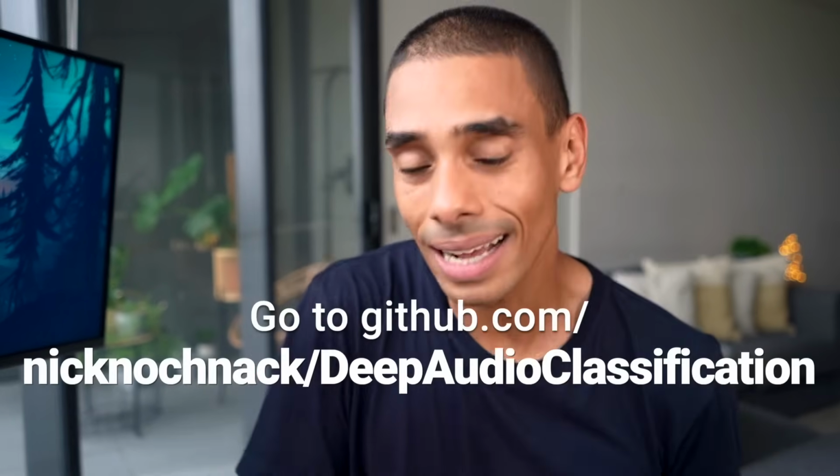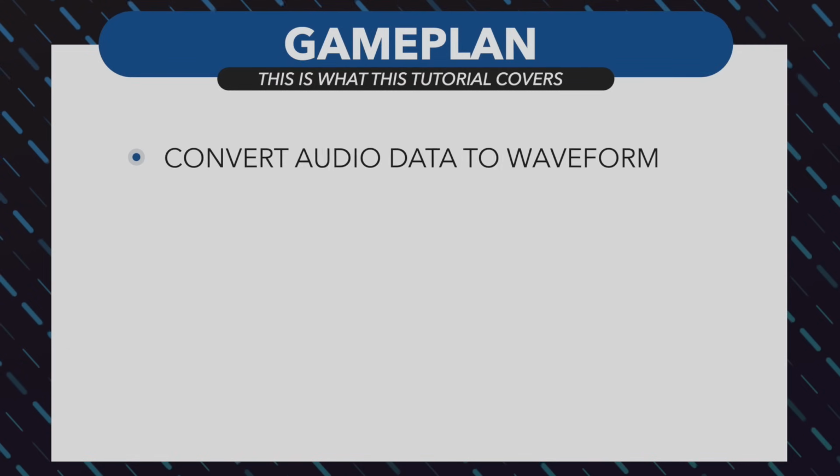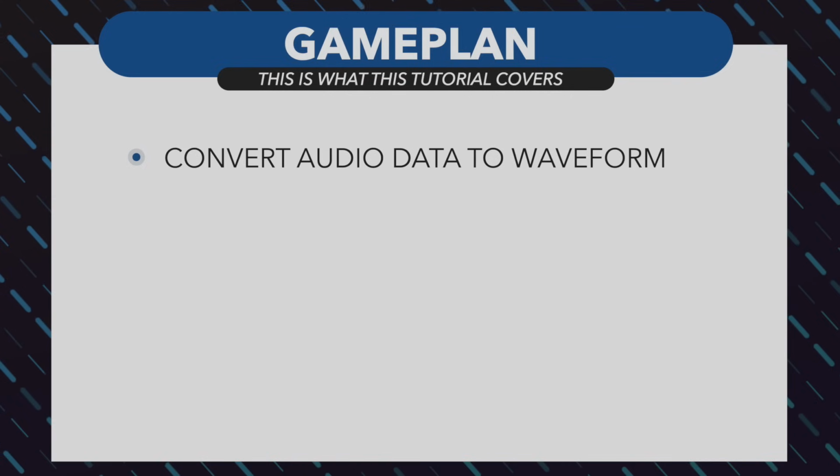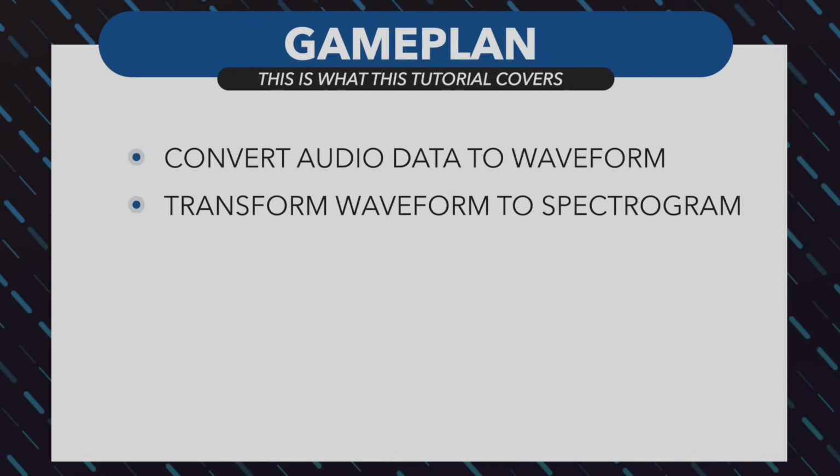Now, what is it exactly that we're going to be doing? Well, we're going to be working with audio data. First up, we need to learn how to take that audio data and bring it into Python as a numerical representation. We're then going to transform it and convert it into a spectrogram, so that we can use convolutional neural networks to process and classify it.